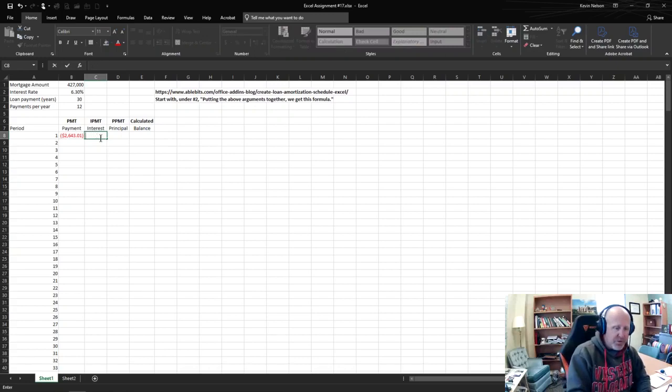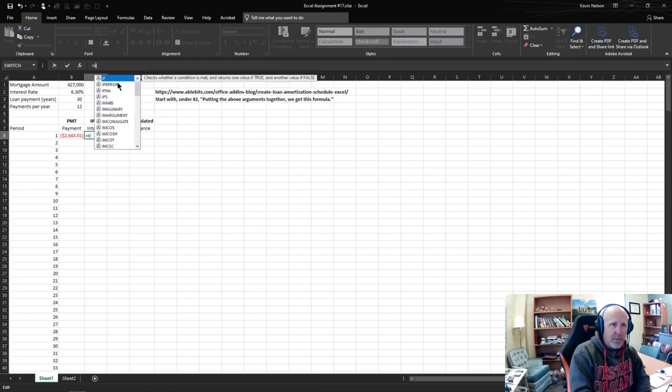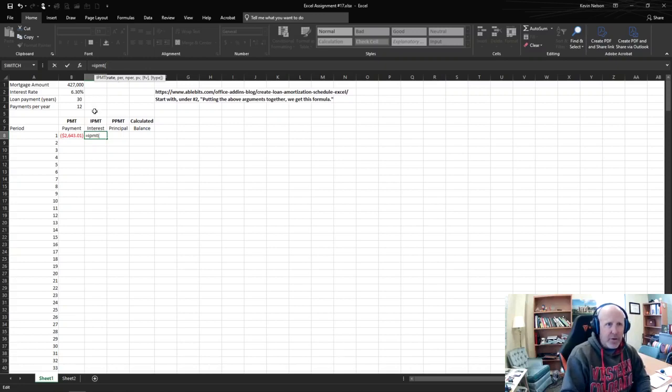Whoops, equal sign helps, and typing it in correctly also helps. Okay, one more try. There we go, IPMT. I'm going to do the rate again, so I want the interest rate divided by the number of payments per year. Okay, so I've got that.